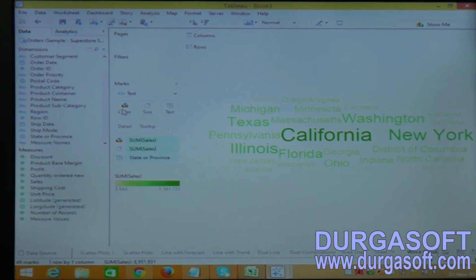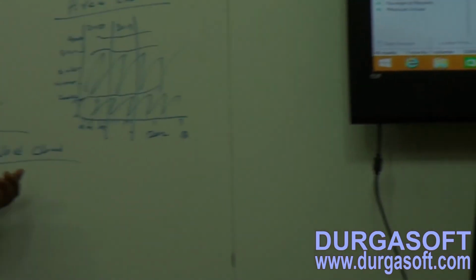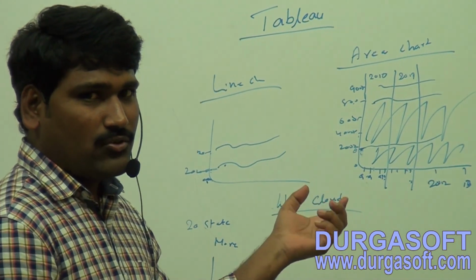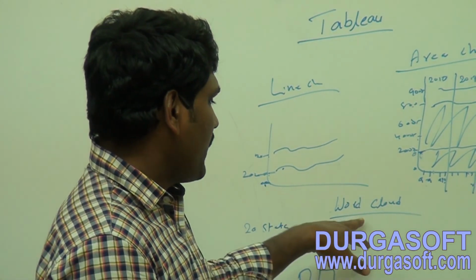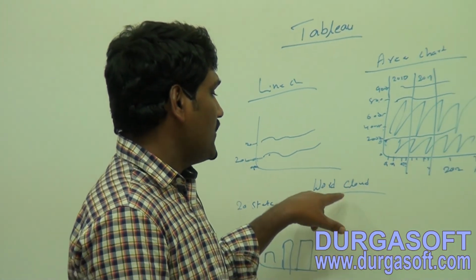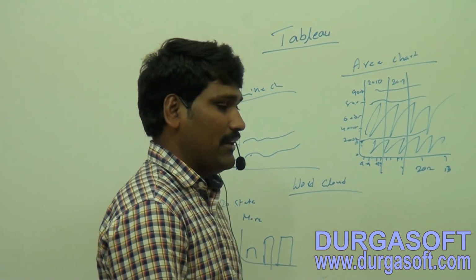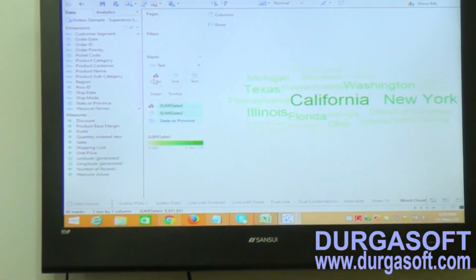This is an easy way to understand the data when you don't want to display it in the form of charts, like a bar chart, scatter plot, stacked bar, or pie chart. This is a very good way to show the data, because each individual state gives you the size of your sales. When you see that size, you understand how the sales are. This is a custom chart which you can create manually. This is the way to create a word cloud.